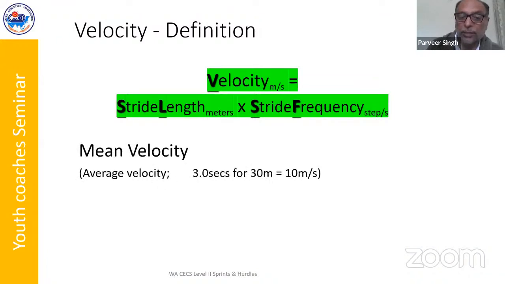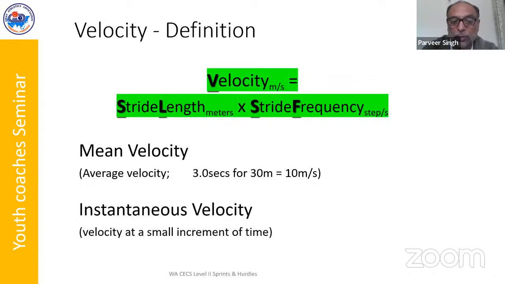So mean velocity is average velocity. Suppose a sprinter covers 30 meters in 3 seconds. Then the mean velocity is 10 meters per second. This is the average velocity. Otherwise, if we measure 10 meter distance for different segments, the first part will be slower, then later will be faster.